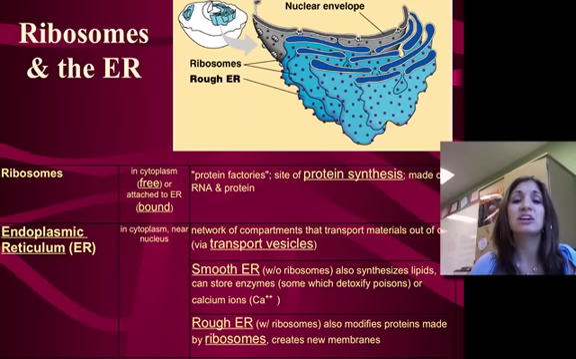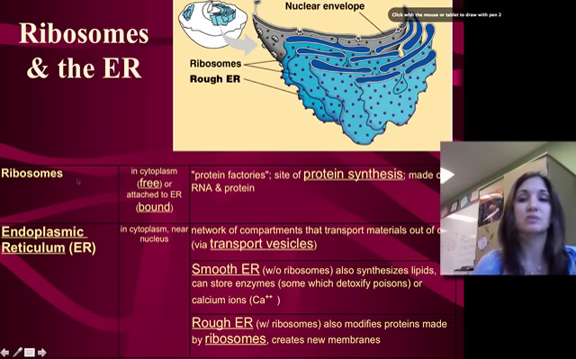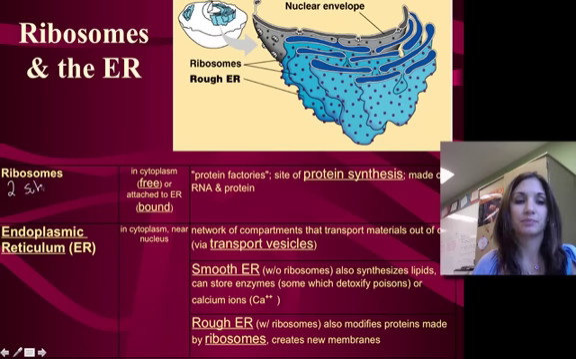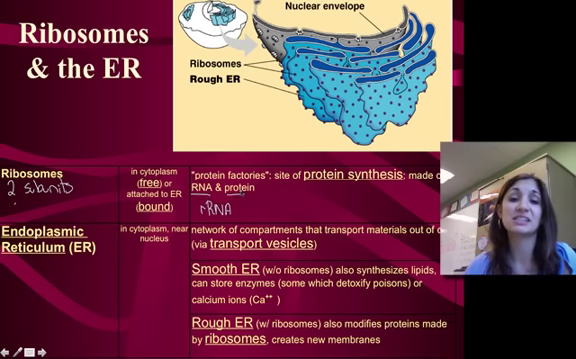Now, as we begin our journey through the endomembrane system, a natural place to start is with the ribosomes. Ribosomes are protein factories, and ribosomes consist of two subunits. A large ribosomal and a small ribosomal subunit. And both of these are composed of RNA, again remember that that is specifically rRNA, and proteins. Ribosomes are the place where protein synthesis happens, and you can find them in two places in the cell.